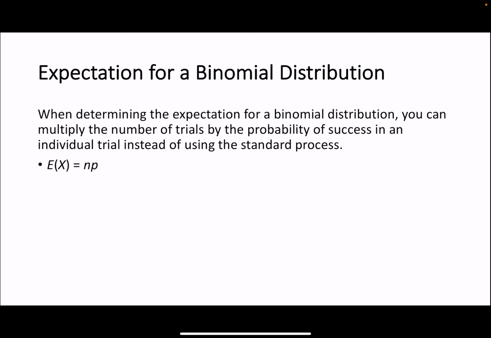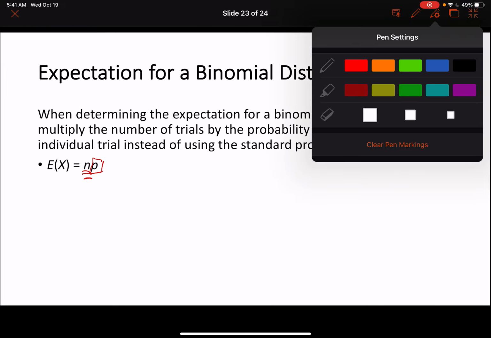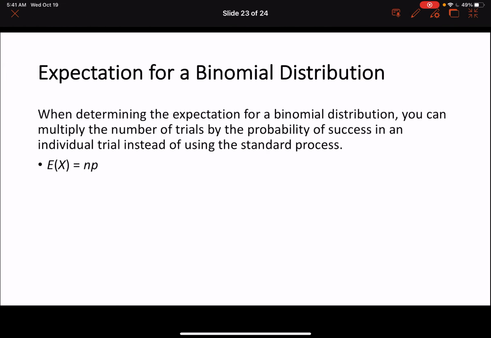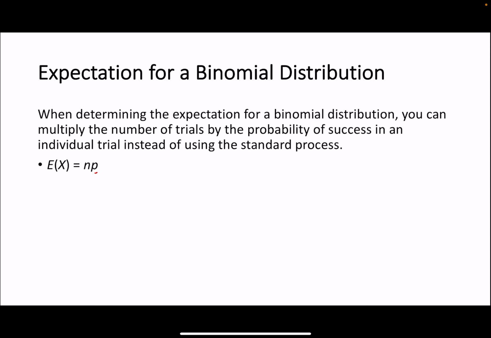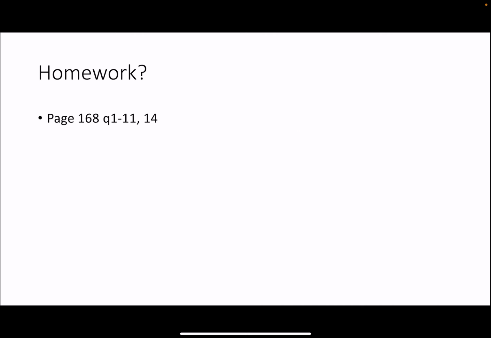Now, expectation for a binomial distribution. When determining the expectation for a binomial distribution, you can multiply the number of trials by the probability of success in an individual trial instead of using the standard process. So it's equal to N, the number of trials, times the probability of that outcome. And that's all you have to know about binomial distribution.